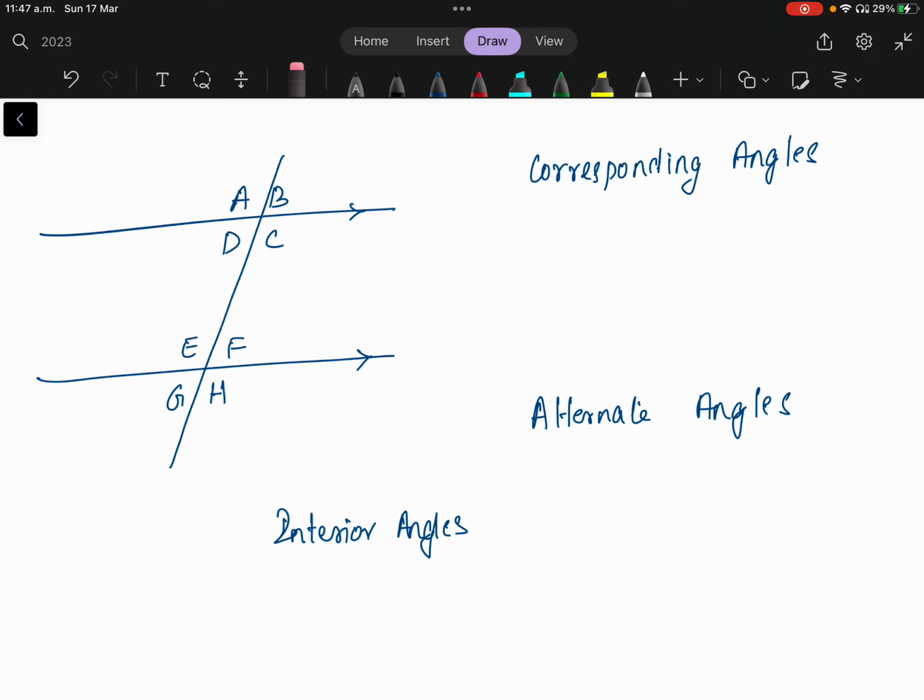Okay, let's start with A. So for the corresponding angles, what you have is A and E, D and G, B and F, C and H. And the alternate angles are D and F, E and C, and the interior angles are D and E, C and F. Okay, so hope you understood this.